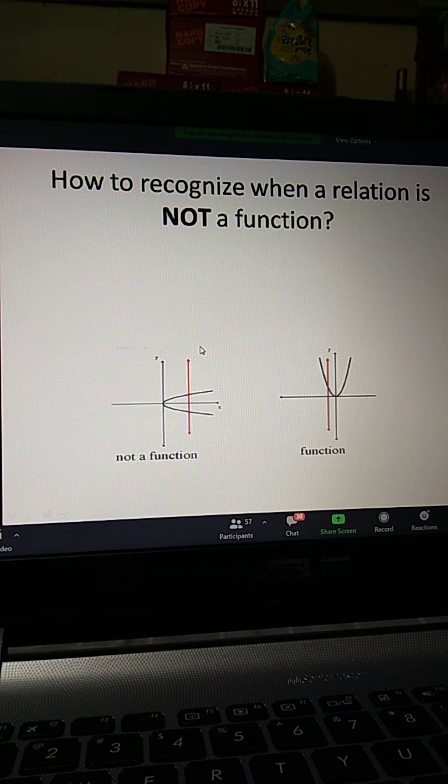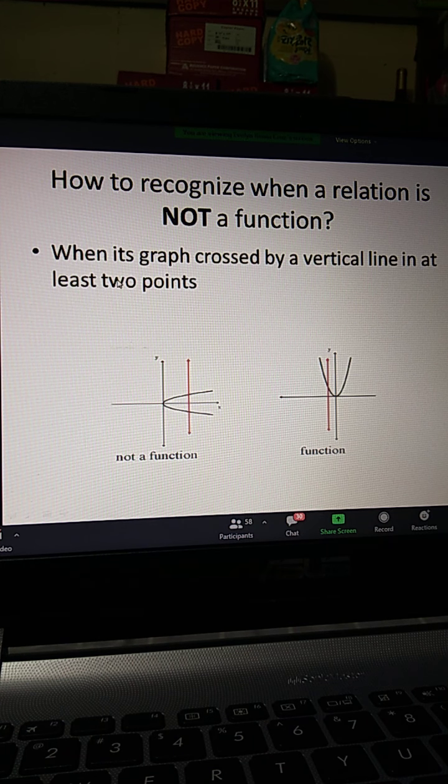So simply, the first one is when a graph is crossed by a vertical line in at least 2 points. So looking at this graph, the vertical line passes through 2 points. So this is not a function. While this one passes only through 1 point. So this is a function.